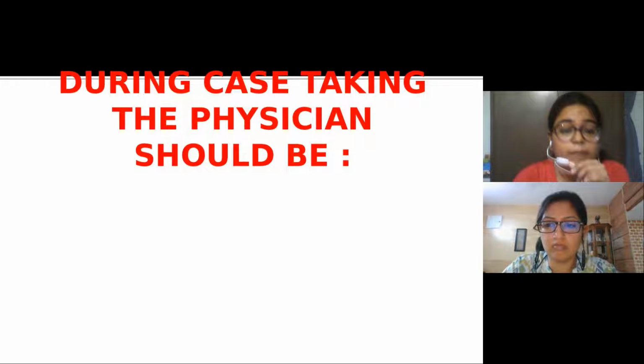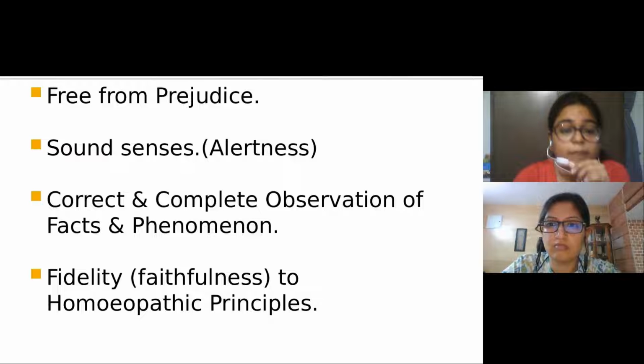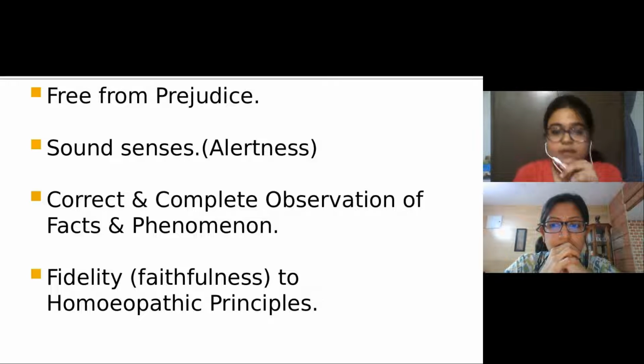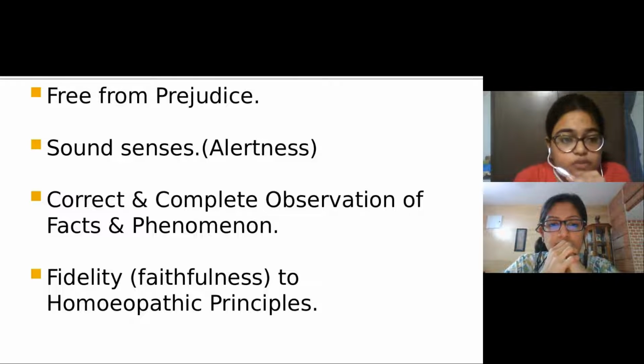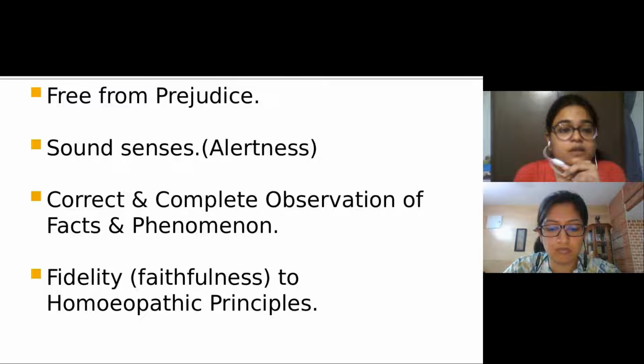So case taking करते time the physician कैसा होना चाहिए? Okay, कुछ qualities होनी चाहिए physician की. So first we all know that free from prejudice, that is an unprejudiced observer. So first thing is free from prejudice, always be an unprejudiced observer, and sound senses or alertness, उसकी सारे senses alert होने चाहिए, that patient का behavior कैसा है, वो कैसे चल के आ रहा है, या फिर उसकी hand movement कैसी है, वो क्या बोल रहा है, सारे senses physician की alert stage पर होने चाहिए.